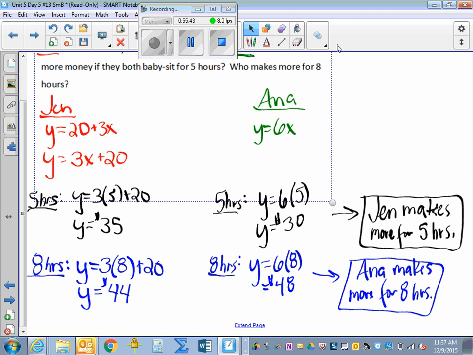So again, remember if we have one rate, then that's going to be slope-intercept form. And if we have two rates, that's going to be standard form. Set up your equation and take a look at what they're asking and use that information to solve.